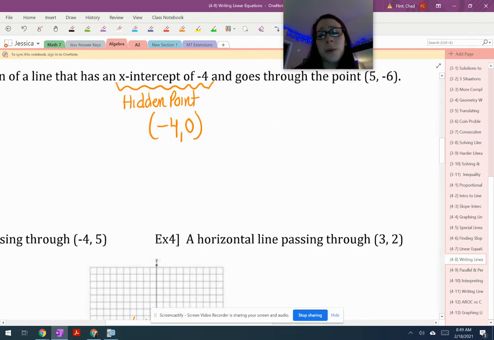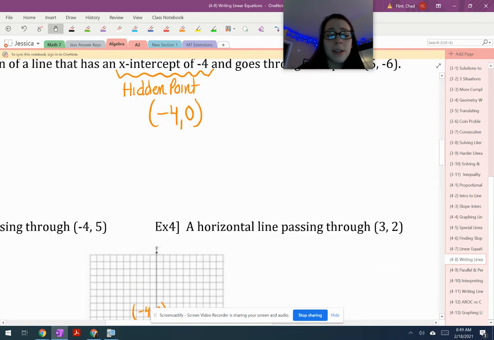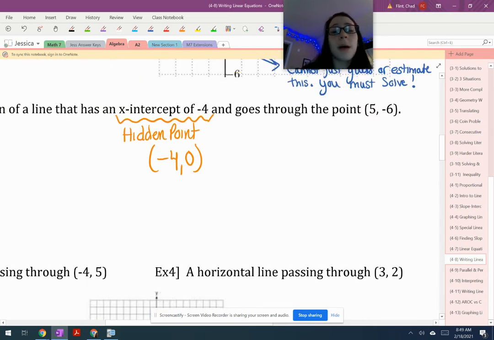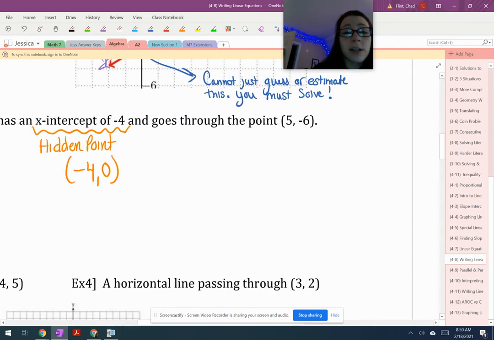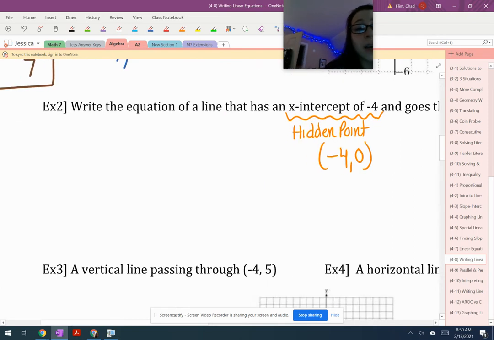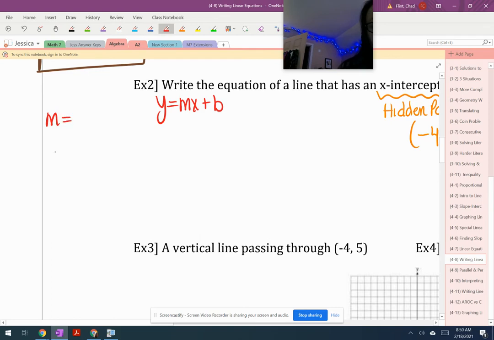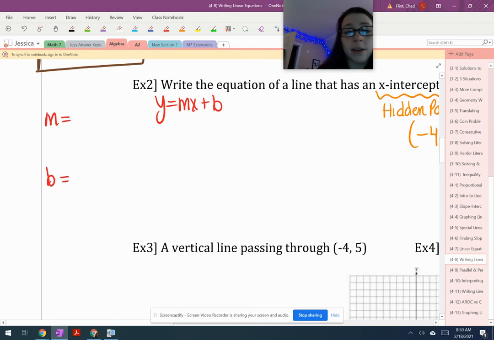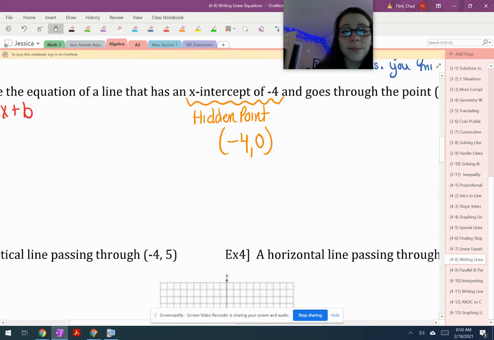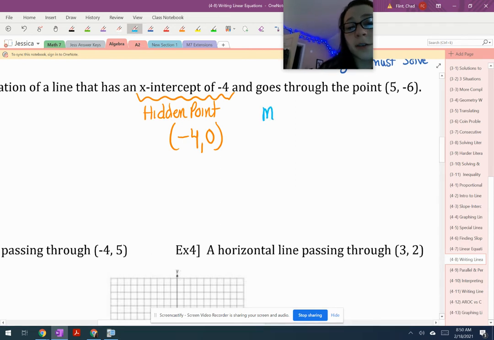And like I said, you're always welcome to plot that other point and count the rise and the run, but I'm going to do change in y over change in x here to find the slope. So just a few things I want to start off with. My y equals mx plus b, writing that equation, reminding myself that I need the m value and the b value there. And so I'm going to start off by finding the slope.